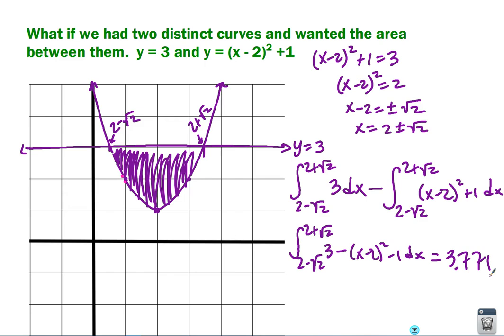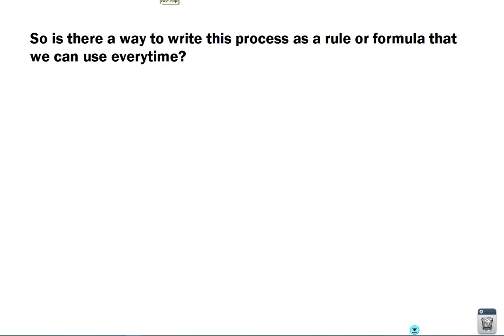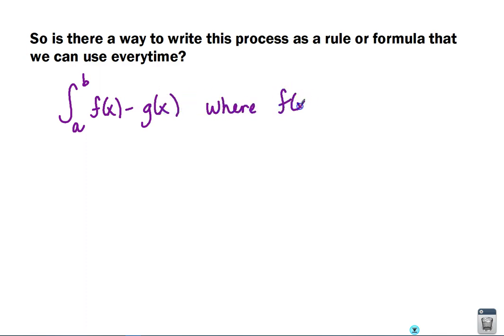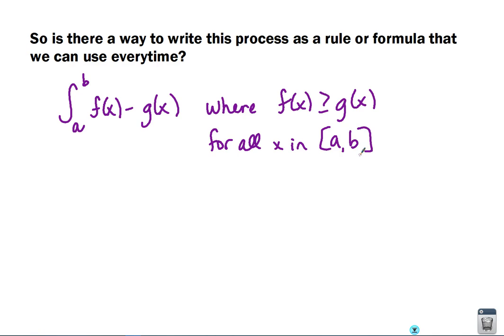Let's actually just generalize this here. Is there a way to write this process as a rule or a formula that we can use every single time? All right, integral a to b, f of x minus g of x, where f of x is greater than or equal to g of x for all x in a to b.